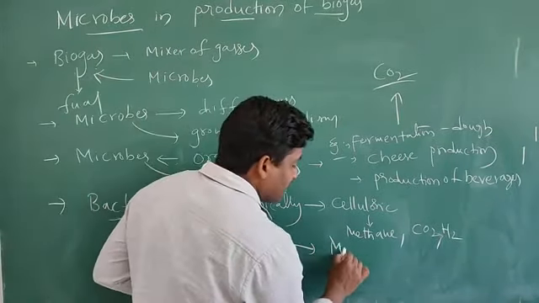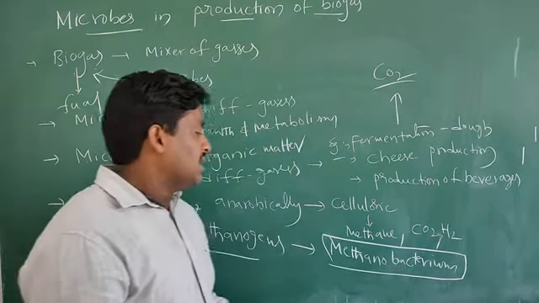Example, they are very important. Here, once again, see the bacteria which grow anaerobically on cellulosic material to produce methane, carbon dioxide and hydrogen. Such bacteria we call methanogens. Such a bacterium we call methanobacterium.